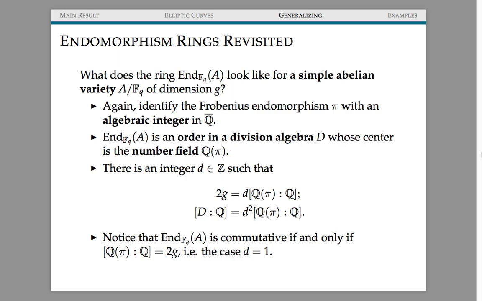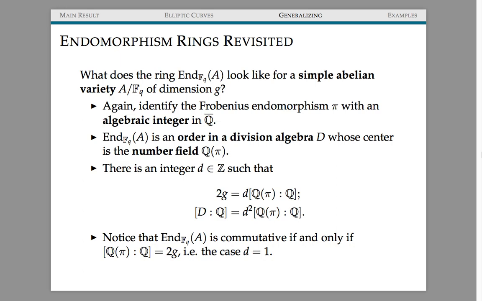So just like before, what does the endomorphism ring look like? That's a good place to start. So if you have a simple abelian variety over a finite field of dimension g, then again I'm going to identify the Frobenius endomorphism with an algebraic integer. Then this endomorphism ring is going to be an order in a division algebra, and the center of this division algebra is the number field generated by pi.